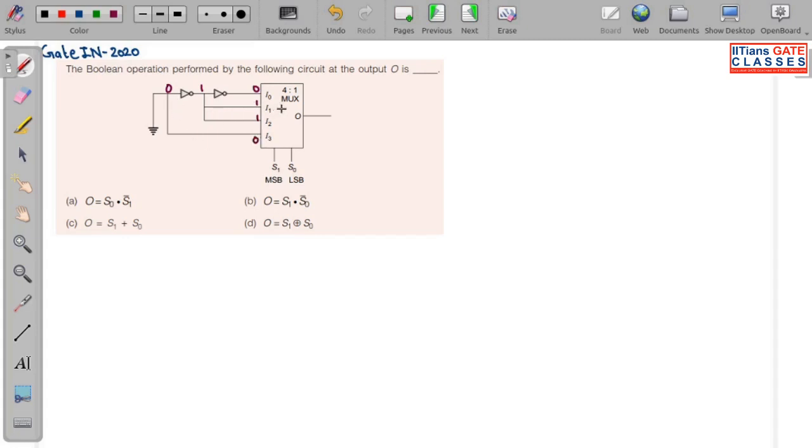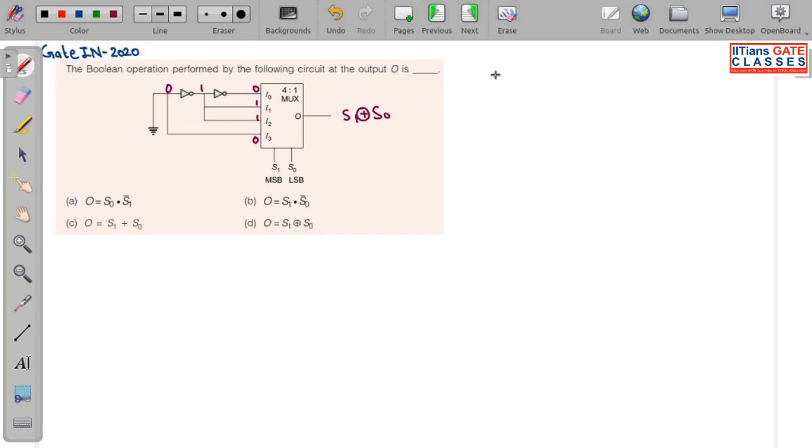Directly, if we see this, to which corresponding logic gate does this output correspond? AND, OR, NAND, NOR, XOR or XNOR, which one? This is basically the truth table for XOR. So directly I can write my answer: O will be S1 XOR S0.